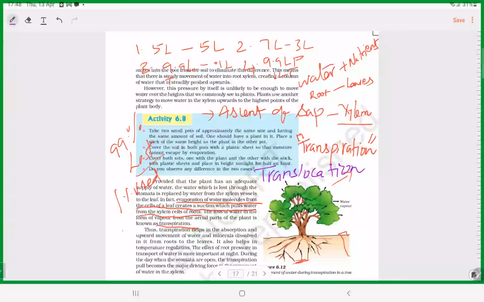See, translocation is where the food is produced in the leaf by photosynthesis. From the leaf, the plant food substance needs to be transported to all parts of the body, from the leaf to the stem to the root, in all directions. That process is called what? Translocation. What is translocation? Movement of food particles from leaves to all parts of the plant. This occurs through phloem. What is the vascular tissue which controls translocation? It is phloem.